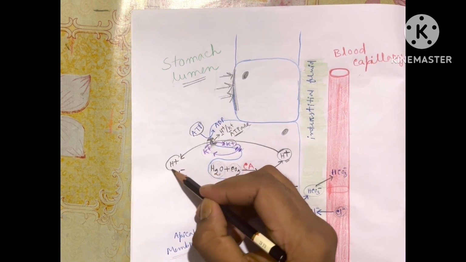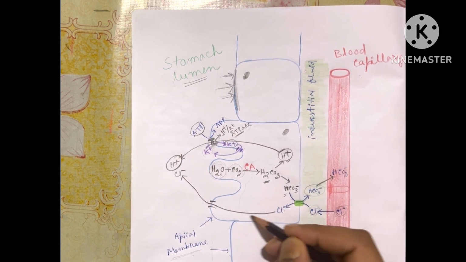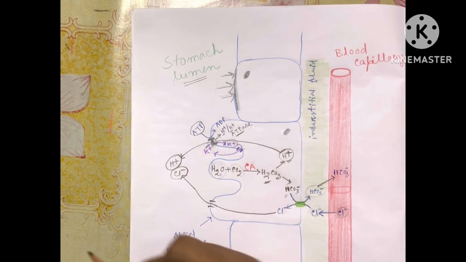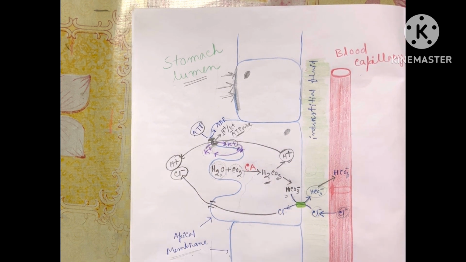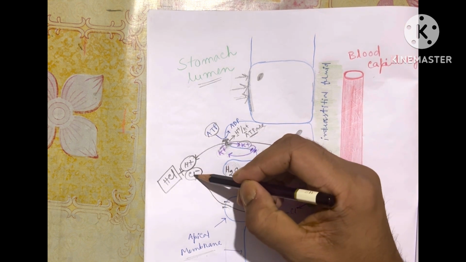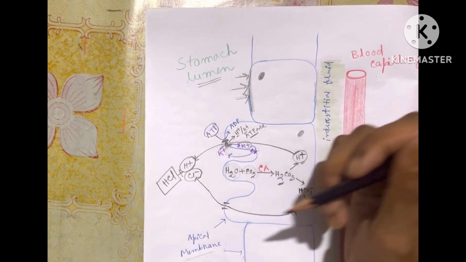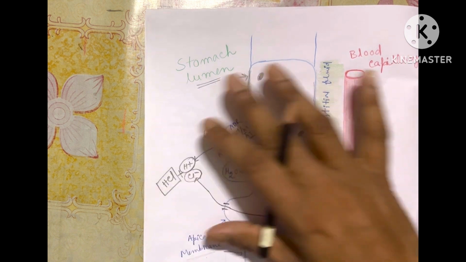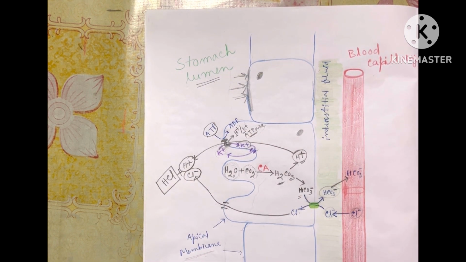So finally we have our hydrogen ion. Chlorine ion is already present in the stomach lumen. So finally this hydrogen and this chlorine will make our hydrochloric acid. So this is the overview of the formation of HCl inside the stomach lumen.